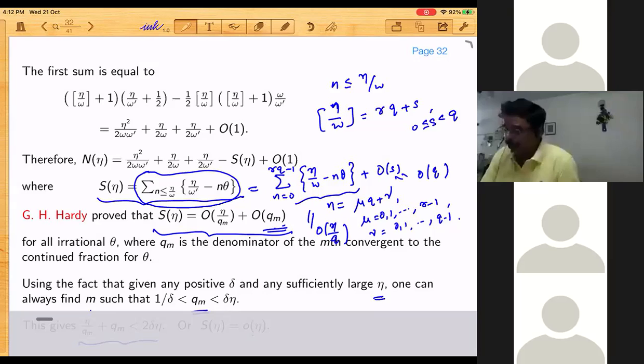Why I stressed this is that from this only, all further developments came up. Namely, by choosing a convergent of this type, Hardy has shown that in fact this is much better than this. Namely, this is little o of eta by log eta. And similarly, in Ramanujan's case also, Hardy and Littlewood have shown that it is little o of eta by log eta. Okay? So these are some of the analysis of that problem.